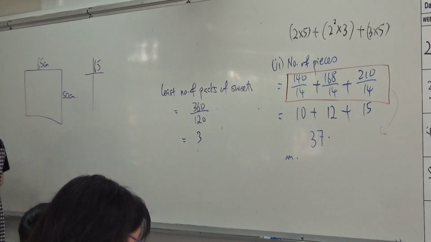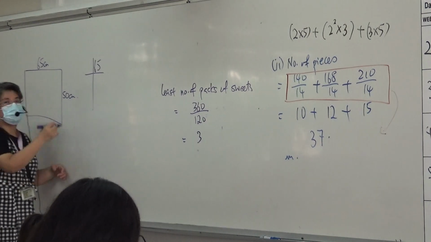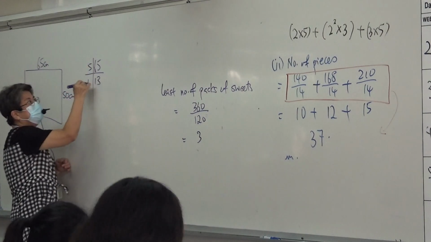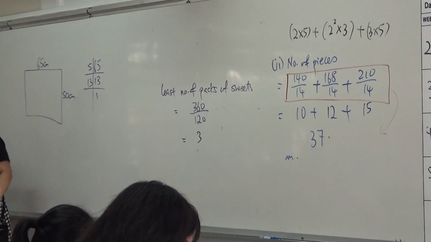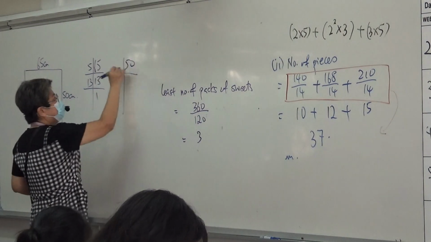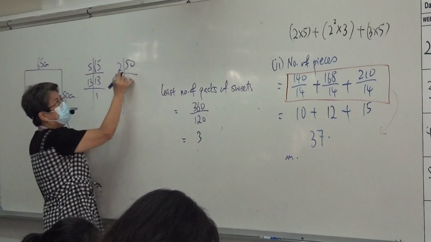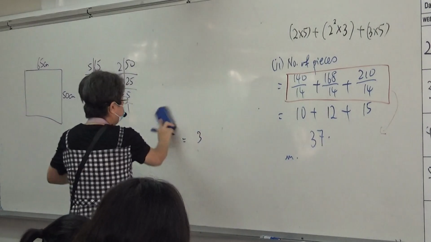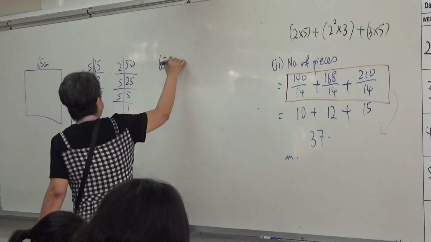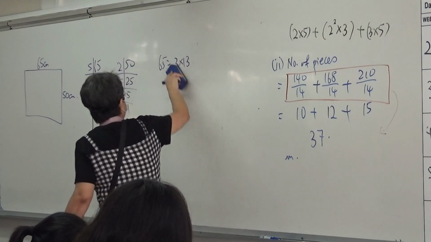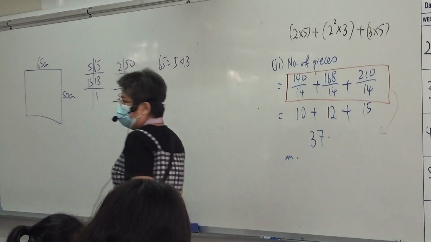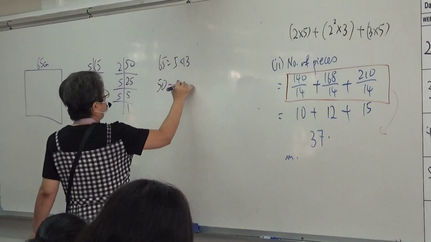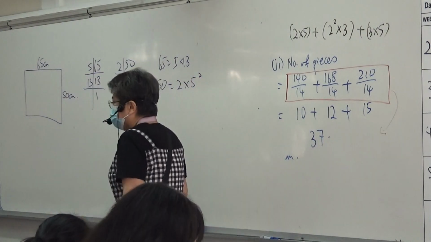Now, 65, how to do it? 5 and 13, both prime numbers, right? That's all. 50 is 2, 25, then 5, 5. I'm going to write down: 65 is 5 times 13. 50 is 2 times 5 squared.